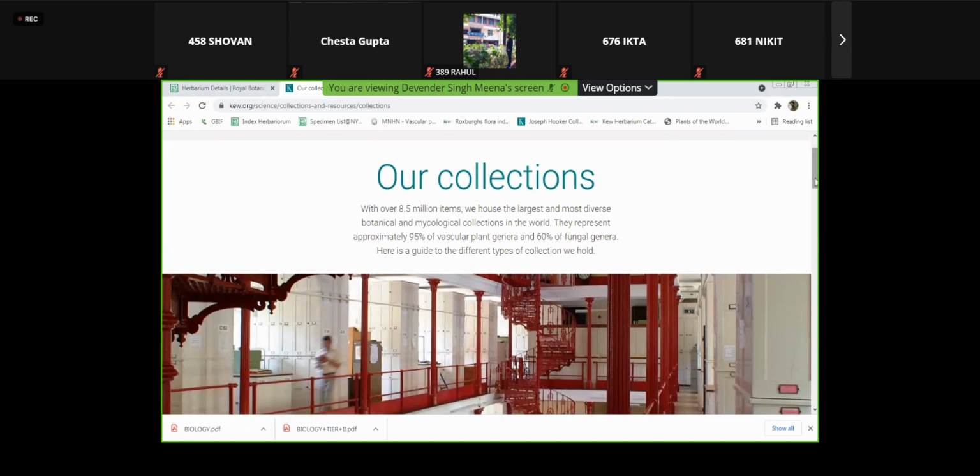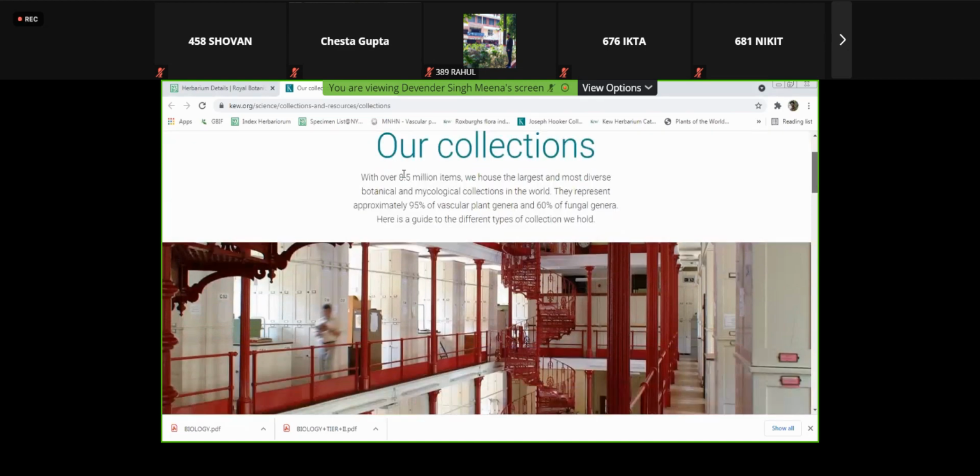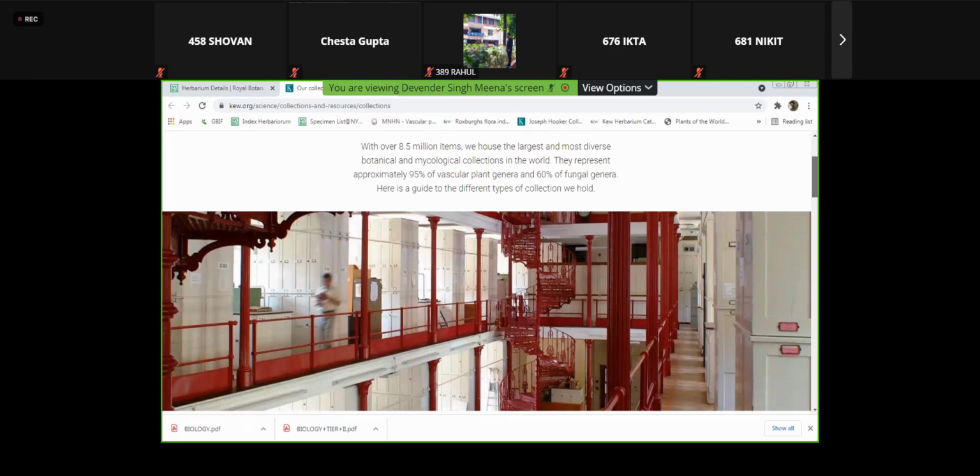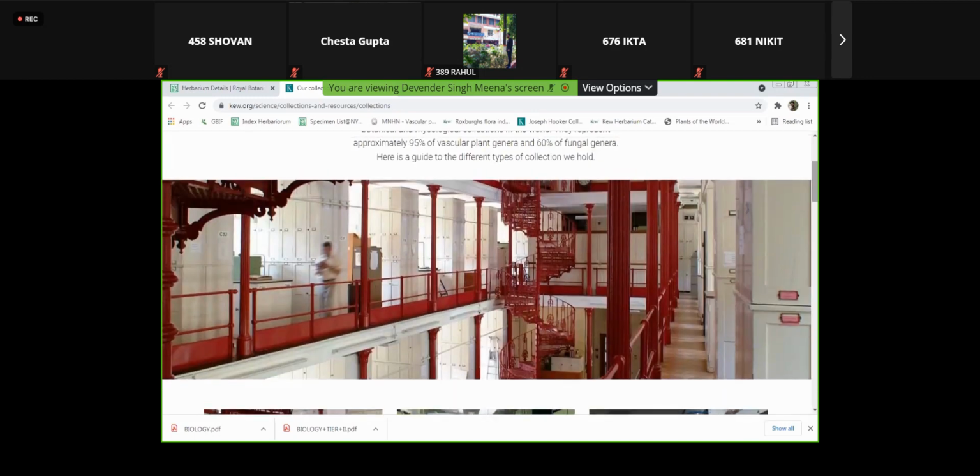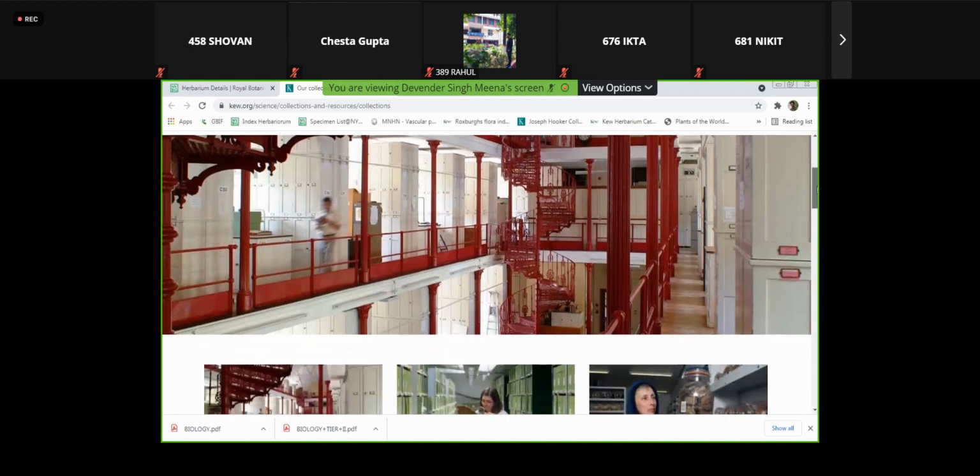When it comes to the collection, they have over 8.5 million items in this herbarium, including all the collections. So it's a huge number. Look at this photograph. They are giving you a simple look at their herbarium, how you can access it and how this place actually looks.